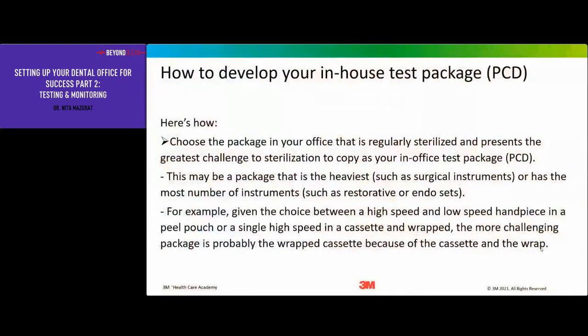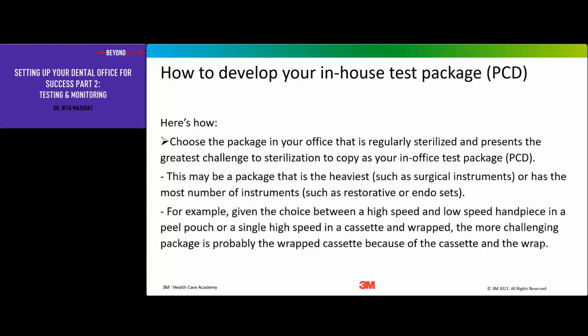Here's how. You choose the package in your office that is regularly sterilized and represents what you think is the greatest challenge to sterilization to copy as your in-office test package PCD. That can be the package that's the heaviest, such as surgical instruments, or has the most number of instruments, such as a restorative or an endo set. Whatever you feel is the most challenging one to sterilize.